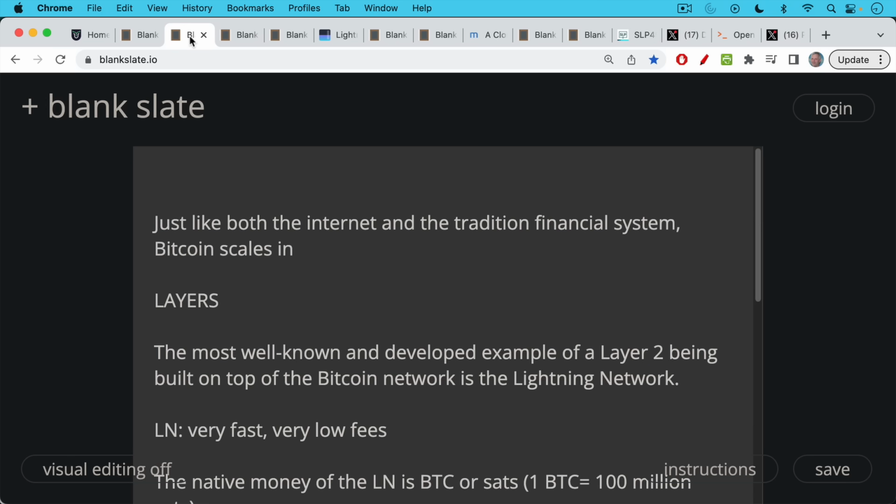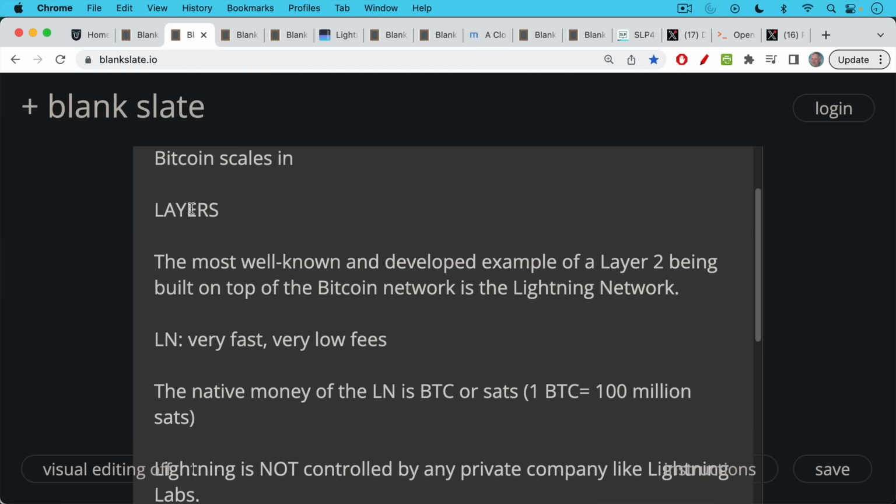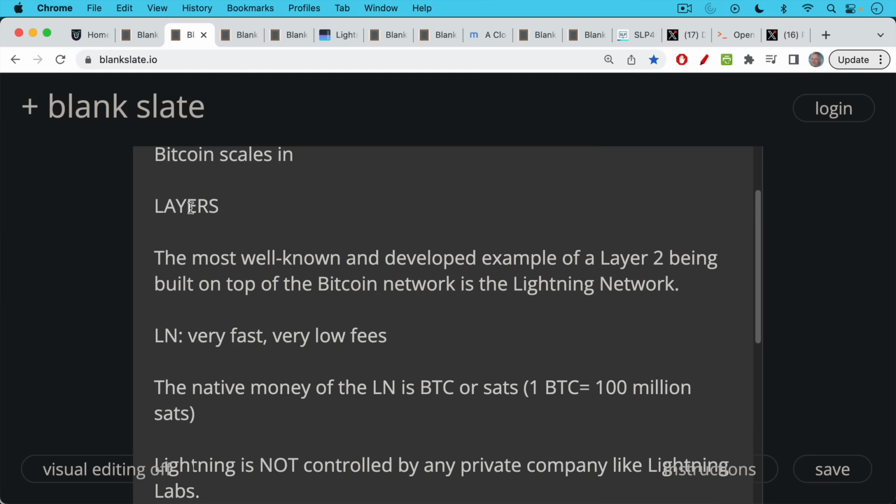So just like both the internet, which scaled in layers, and the traditional financial system, which exists in layers, Bitcoin itself also scales using layers. And the most well-known and developed example of a layer two that's being built on top of the Bitcoin network is the Lightning Network. The Lightning Network is very fast. It offers very, very low fees, usually a penny or less to send a transaction.